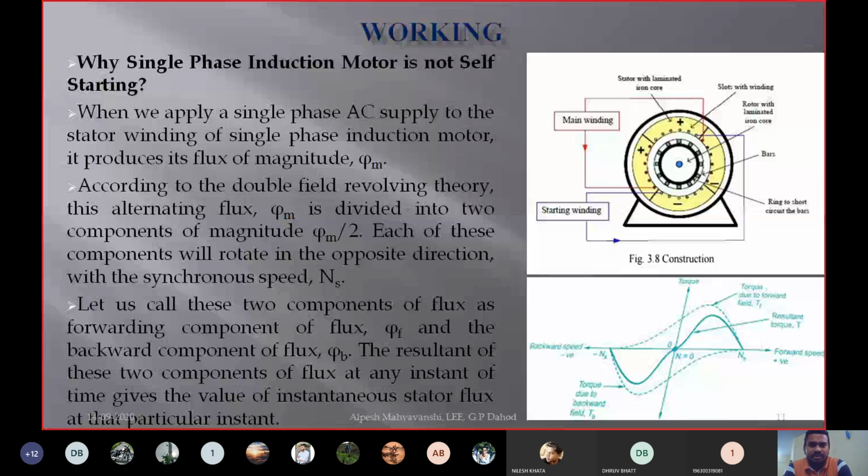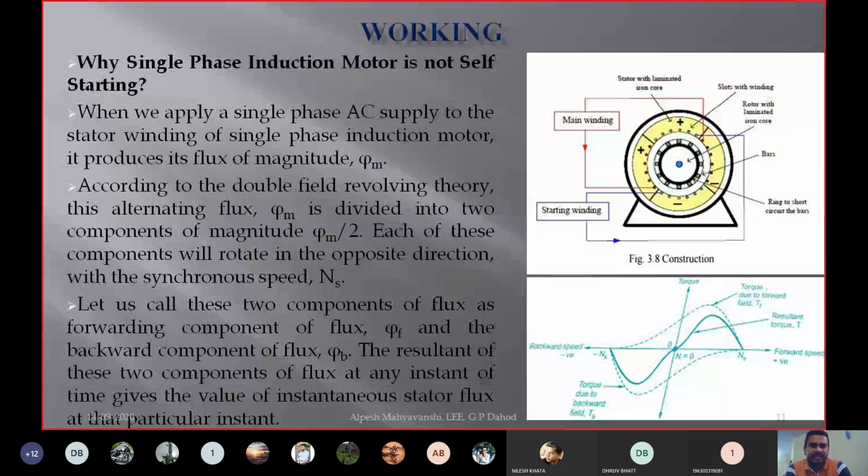Okay, so here we assume that plus phi m by 2 is the forward component of flux and minus phi m by 2 is the backward component of flux. Positive and negative, as we discussed earlier. Positive is the forward component and negative is the backward component. The resultant of these two components of flux at any instant gives the value of the instantaneous stator flux at that instant.